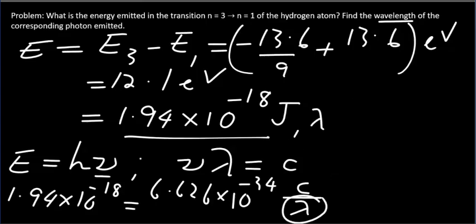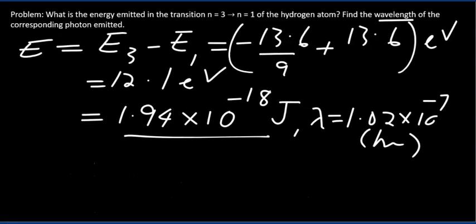And when you do the calculation, you get the wavelength to be 1.02 times 10 to the power minus 7 meter, or in nanometers, 102 nanometers. That solves the problem.